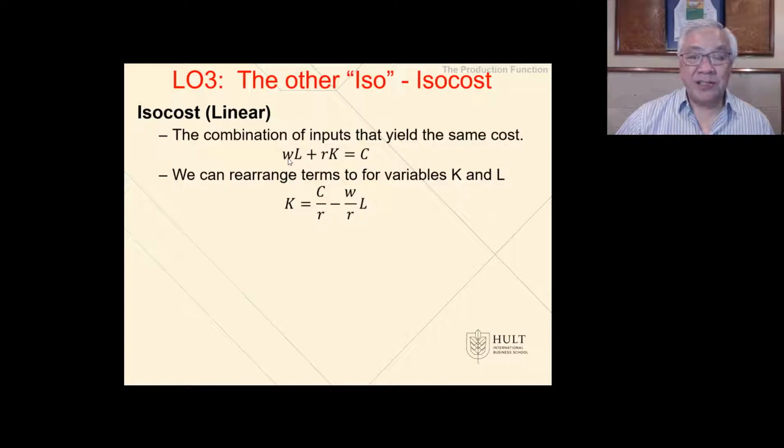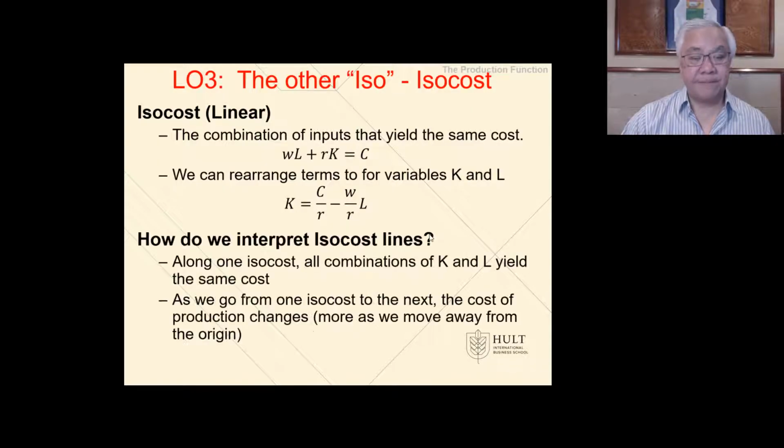It is the wage rate times the amount of labor we use, plus the rate that we pay for capital, the rent on capital, times the units of capital we use, equals the total cost, right? So cost equals the cost of the labor we bought and the cost of capital we bought. If we rearrange the terms, we could state it in terms of K because our graph has K as the vertical axis. So this is just a little bit of algebra to isolate K with respect to the other variables.